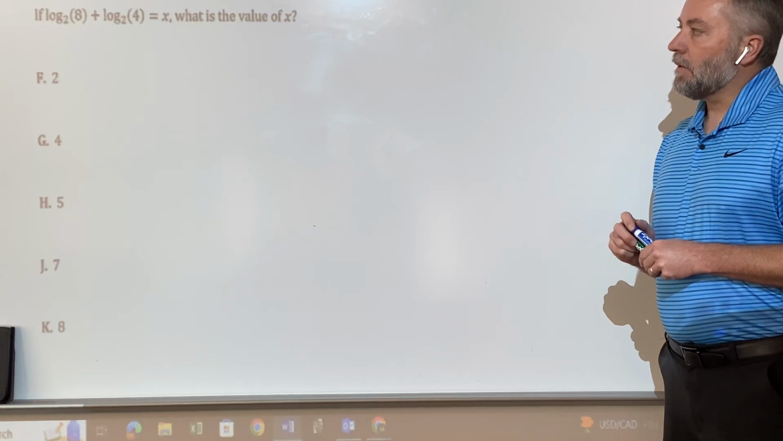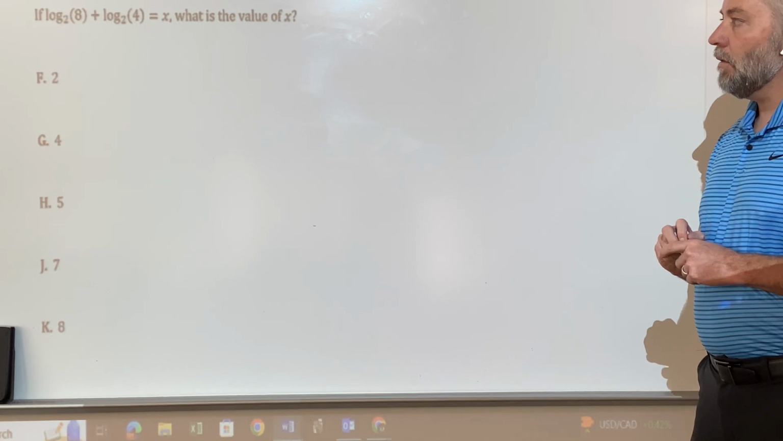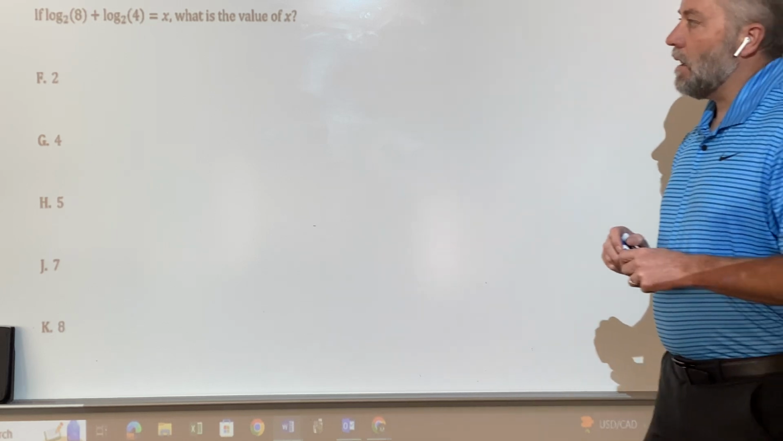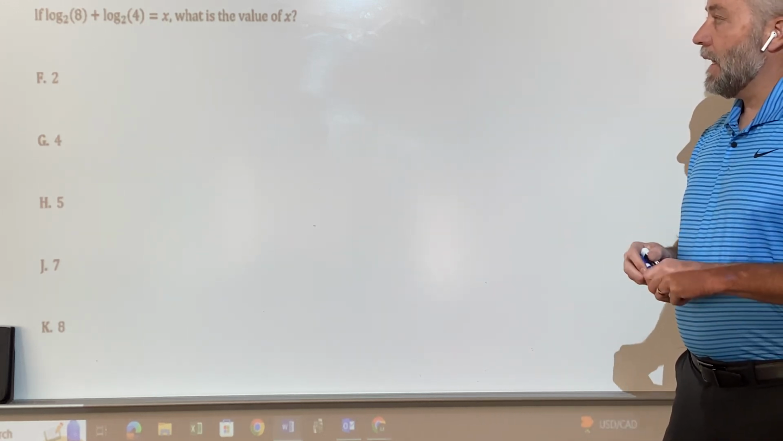This question is a logarithms question and really highlights two properties of logarithms that we will want to know for the ACT. It says, if log base 2 of 8 plus log base 2 of 4 is equal to x, what is the value of x?